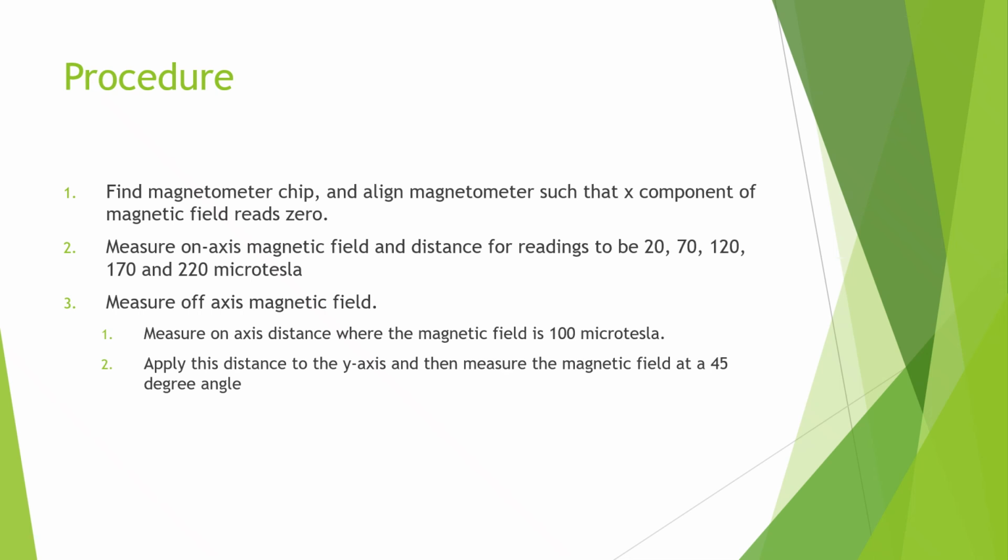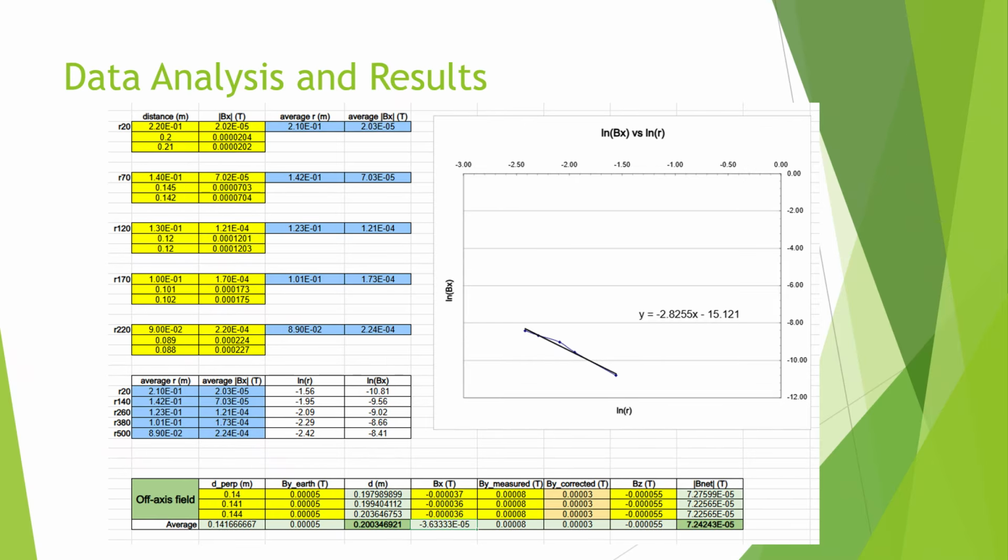This was done by measuring the on-axis distance where the magnetic field was 100 microtesla. We then applied this distance to the y-axis and measured the magnetic field at this point. Here are the experimental results from our measurements.